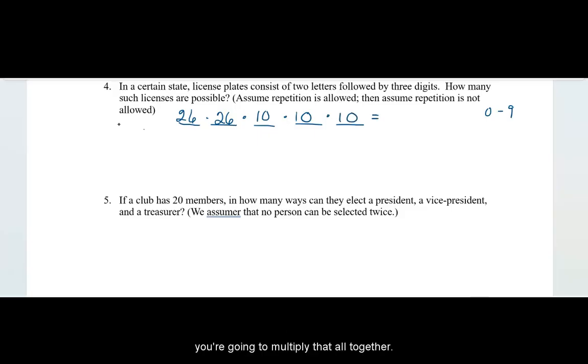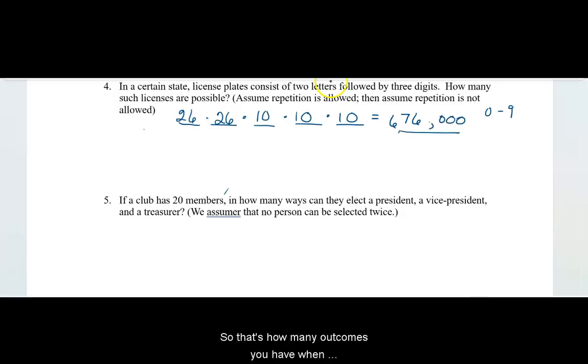Now on your calculator, you're going to multiply that all together. So you're going to take the 10 times 10 times 10, right? And then the 26 times the 26. What we get is 676,000. So that's how many outcomes you have when repetition is allowed. What does that mean? That means that if you had an A, you could have an A again. There's no rules about that.